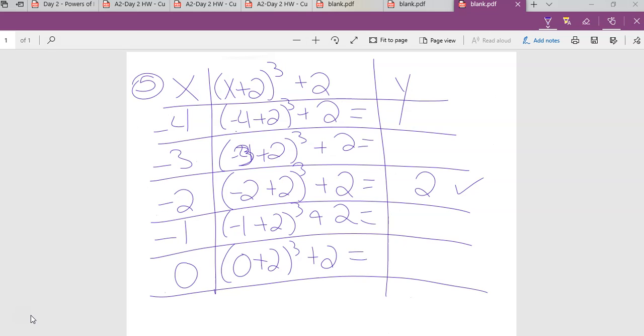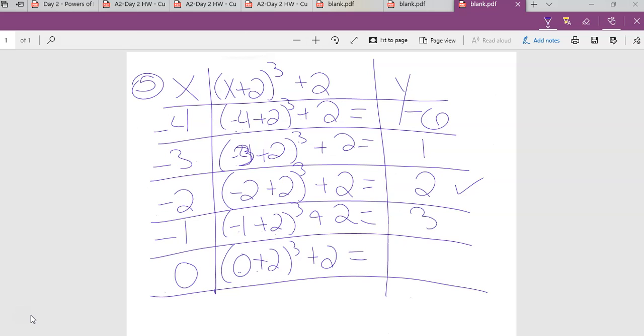One at a time. Negative 4 plus 2 is negative 2. Negative 2 to the third power is negative 8. Negative 8 plus a positive 2 is a negative 6. Negative 3 plus positive 2 is a negative 1. Negative 1 to the third power is still negative 1. Negative 1 plus 2 gives you a positive 1. I already did the third point, so I'll go to the fourth point. Negative 1 plus 2 is a positive 1. Positive 1 to the third power is 1, and 1 plus 2 gives me a 3.